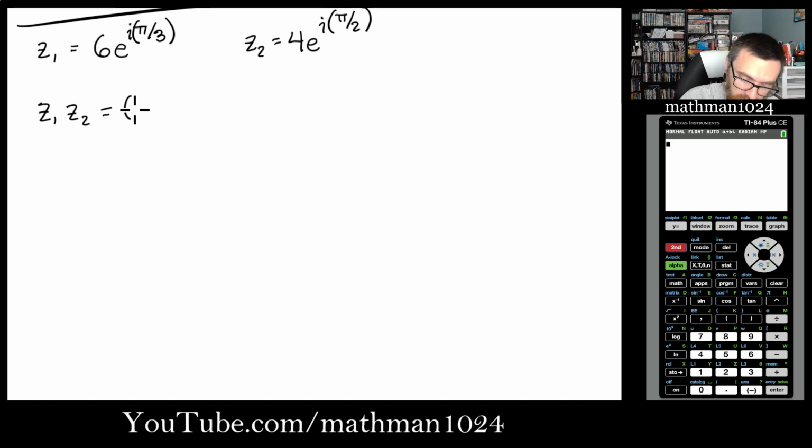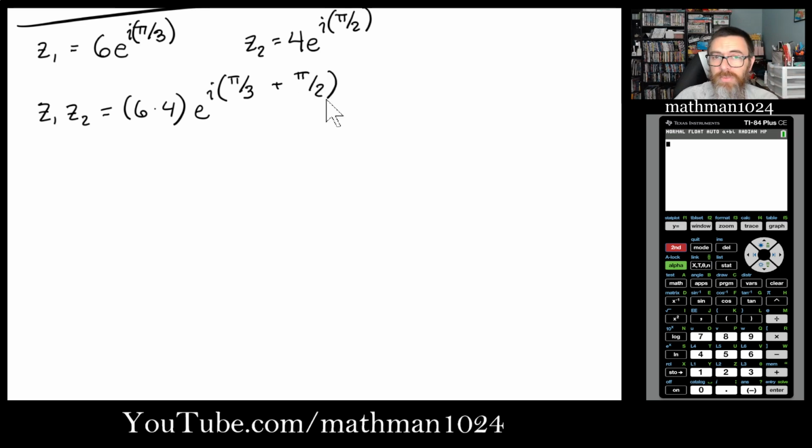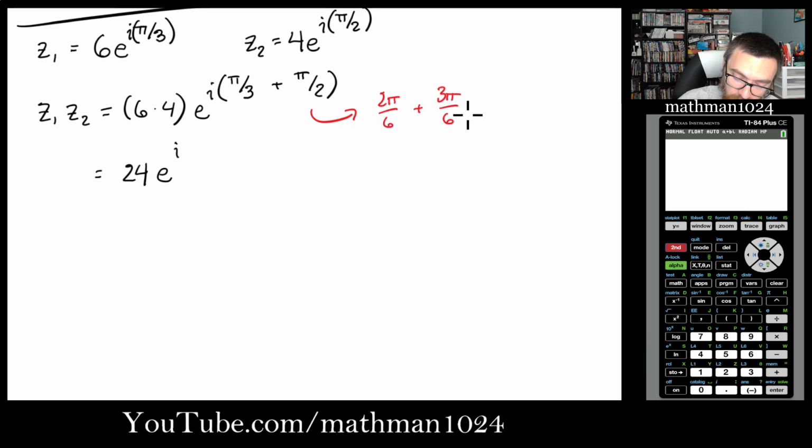So the product would be just taking 6 times 4, the product of those two R values, R1 and R2, and it's going to be e to the i, and then inside here we have to add these thetas, so pi over 3 plus pi over 2. All right, so we have 24e to the i, and again, if you need to write the work over here, do that. Get the common denominator, which is 6, so this becomes 2 pi over 6 plus 3 pi over 6. So it means up here we have 5 pi over 6.